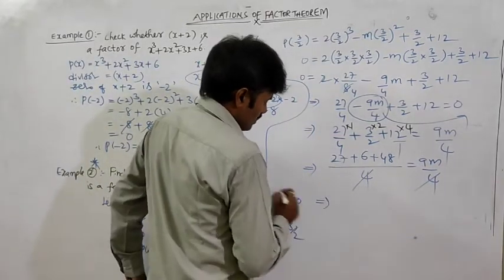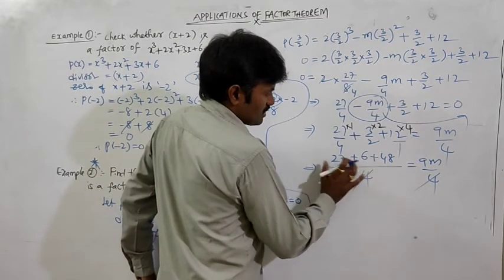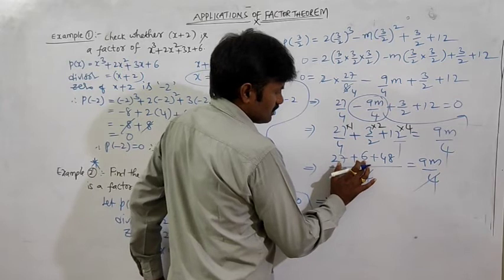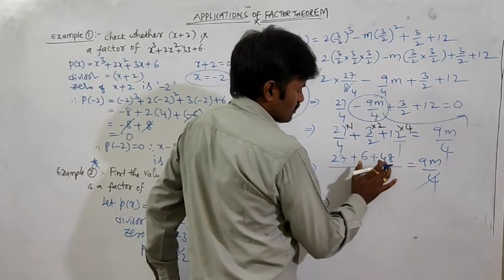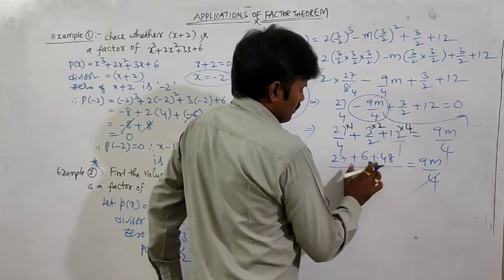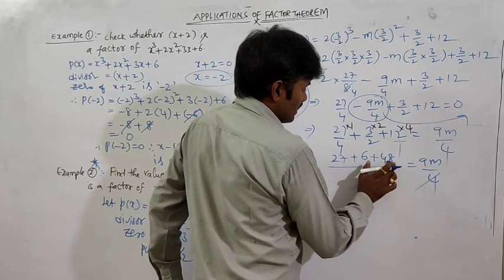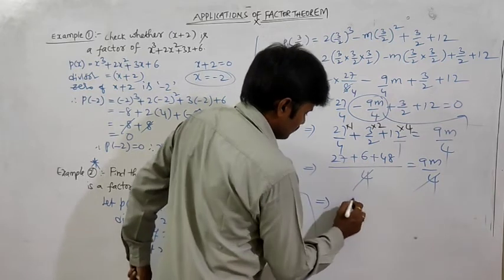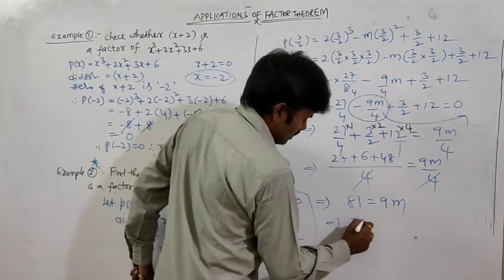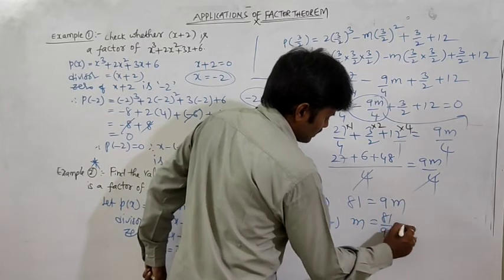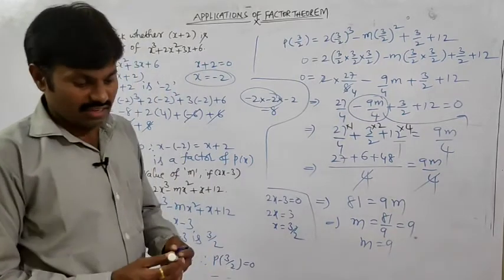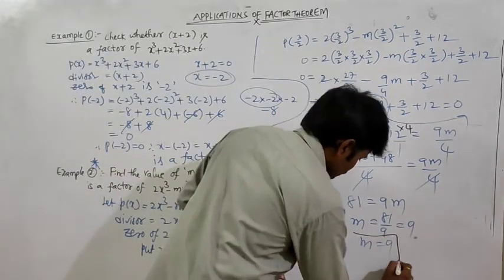So what is the sum of these three numbers? 27 plus 6 is 33. 33 plus 48: 33 plus 40 is 73, plus 8 is 81. So 81 is equal to 9m. Then m is equal to 81 by 9, 9 9s are 81. So m is equal to 9. So what is our answer? m is equal to 9 is the answer.